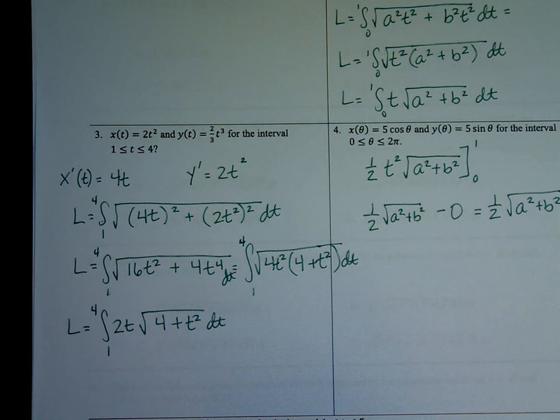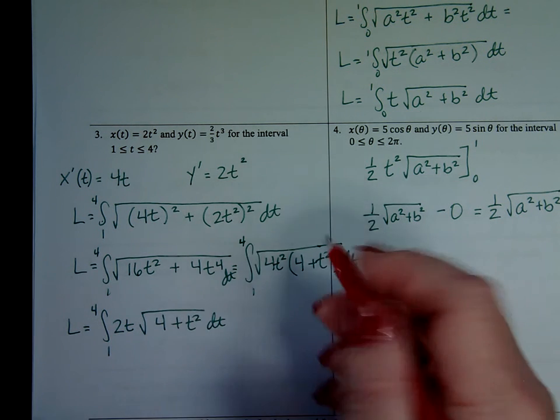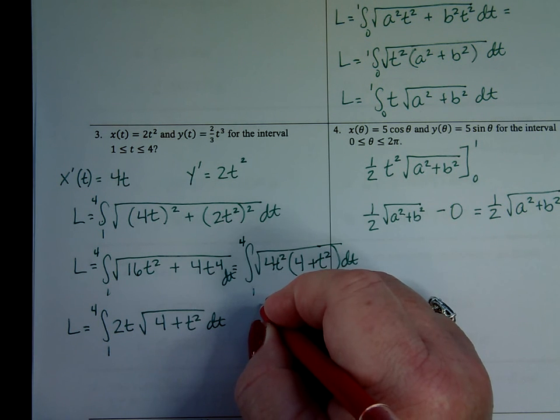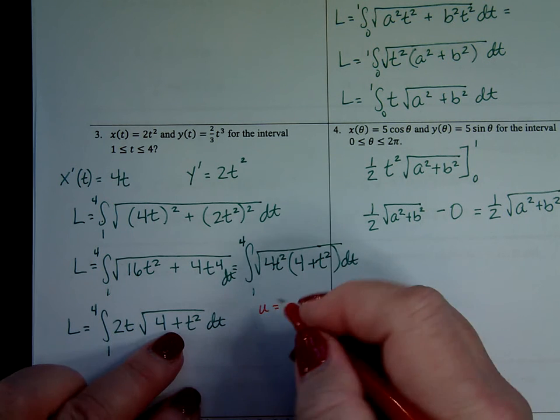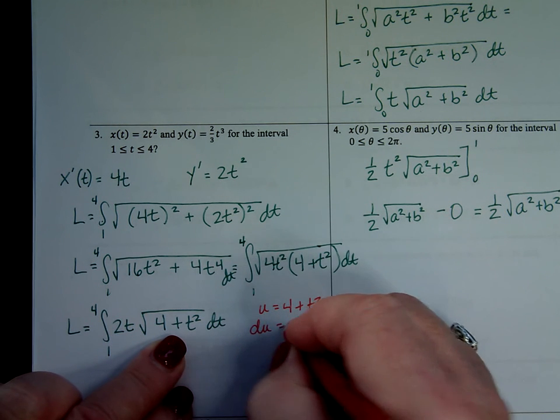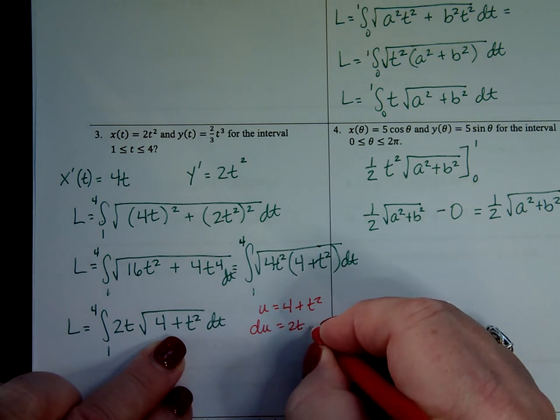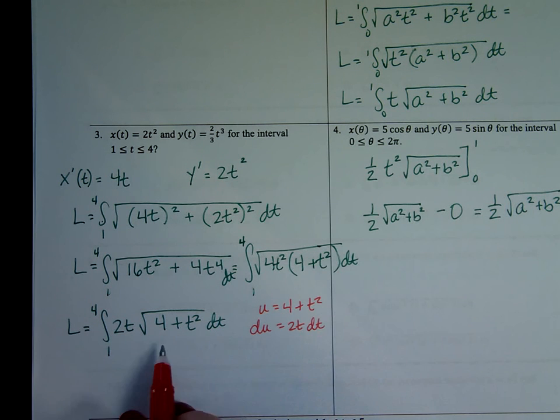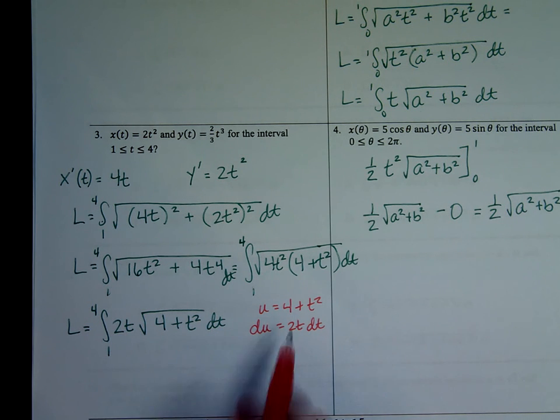Well, guess what? This is for my dear friend Maddie, who loves u substitution so much. The only way to integrate this is to u sub. I'm going to let u equal what's inside the root, 4 plus t squared, which means du equals 2t dt. Do you see how this is going to line up kind of pretty? It all is fitting into place.